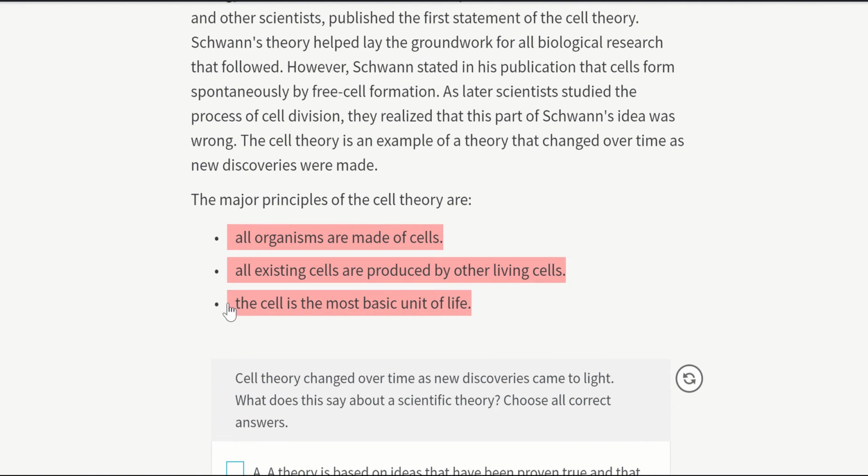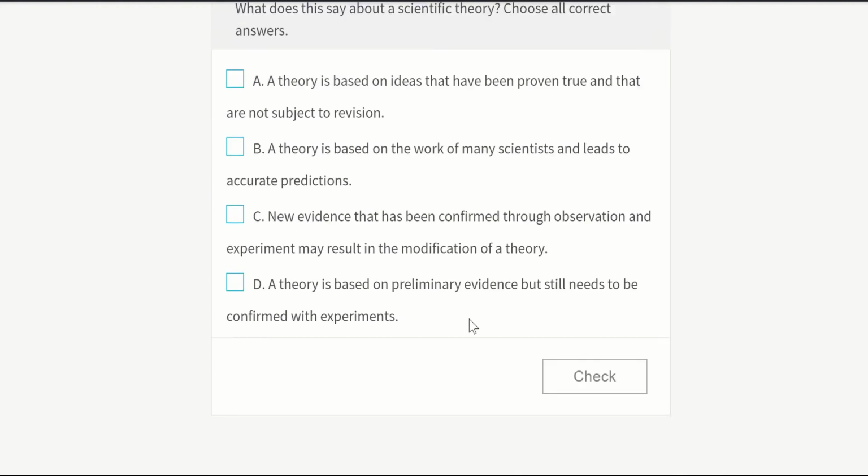So all organisms are made of cells. All living organisms are made of cells. All existing cells are produced from other living cells, meaning they come from pre-existing cells through a process through the cell cycle and mitosis and making new ones. And then the last part is the cell is the most basic unit of life. If you go smaller than a cell, you no longer have a living organism, you have some organelles, which are parts of that, but cannot sustain life on their own.